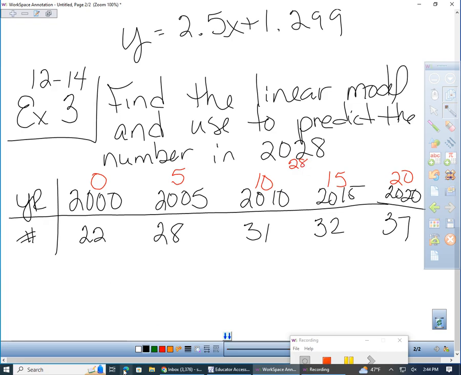All right. So now we're going to go back into stat. You're going to put in your x values 0, 5, 10, 15, 20. And then you're going to put your y values in. We're going to come up with a linear model as step 1.